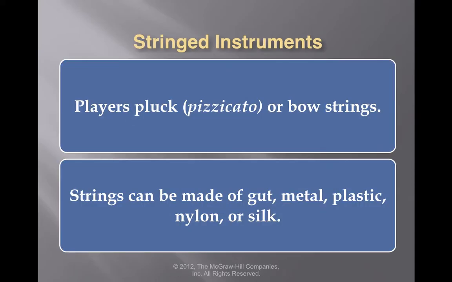So first we will go into stringed instruments, which are instruments that create their sound or their vibration through the use of strings, which are plucked or bowed or strummed. We have examples of what strings were made of from the very beginning all the way up until now, where they are mostly metal.